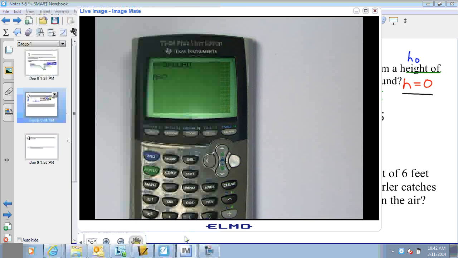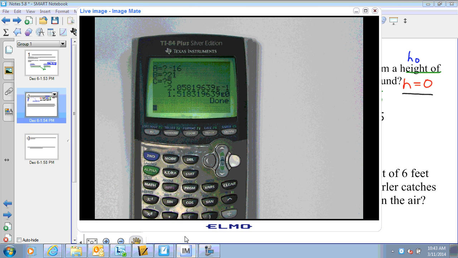What's the A value? Negative 16. What's the B value? Positive 21. And what's the C value? 5. It gives you 2 answers, ladies and gentlemen. Is that what we want to have? How many solutions does a quadratic have? 2. So we should have 2 answers.